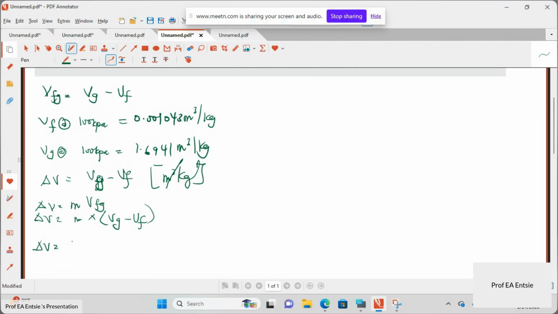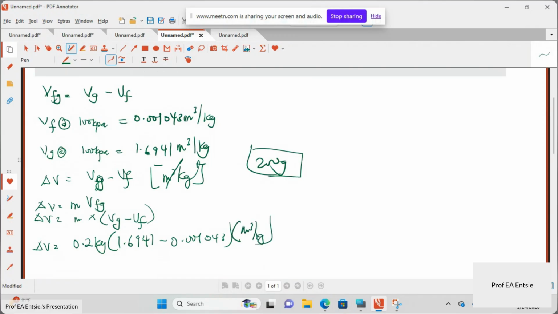which will make this 0.2 kilograms, because the mass was 200 grams. So 1 kilogram divided by 1000, times 1.6941 minus 0.001043, which is in meters cube per kilogram. So you see that kilogram will cancel kilogram, you get the answer in meters cube. I'm not having a calculator, so that's what you have.